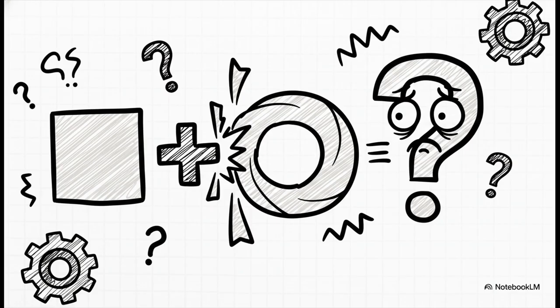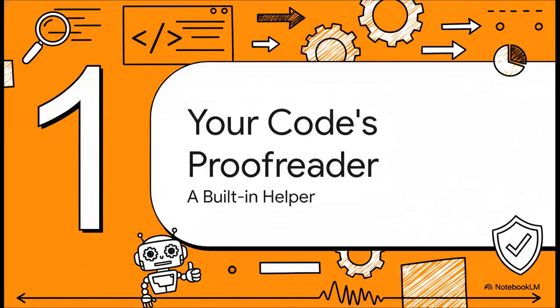Adding a number to a word? What would that even look like? It's kind of like asking, hey, what's the color blue plus the sound of a bell? It just doesn't have an answer. So how do we stop ourselves from making these kinds of logical mix-ups?